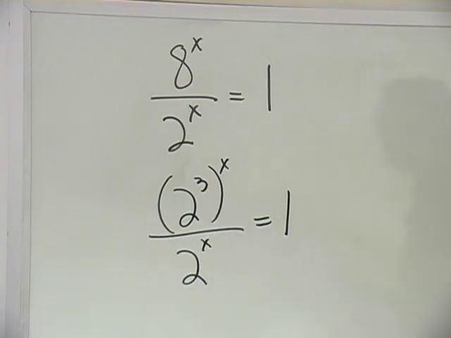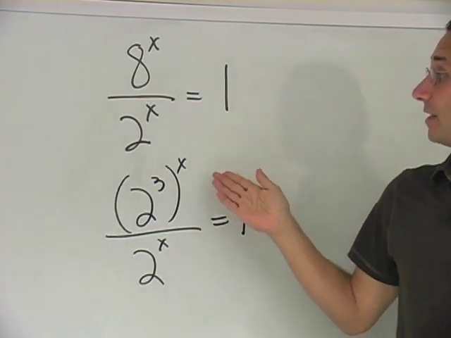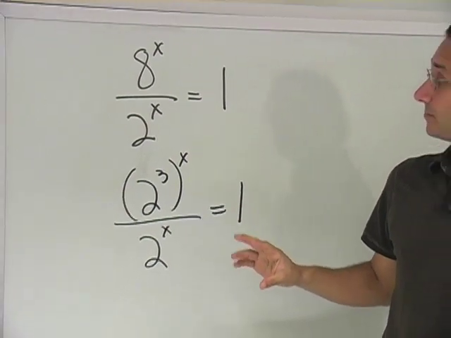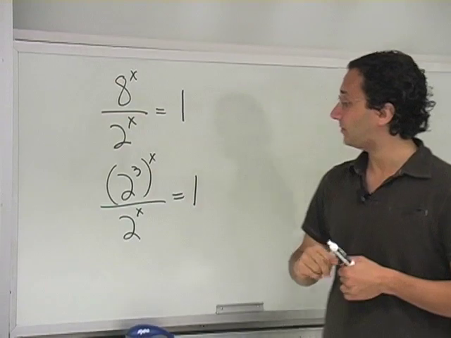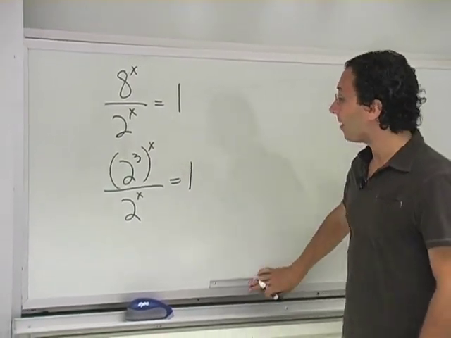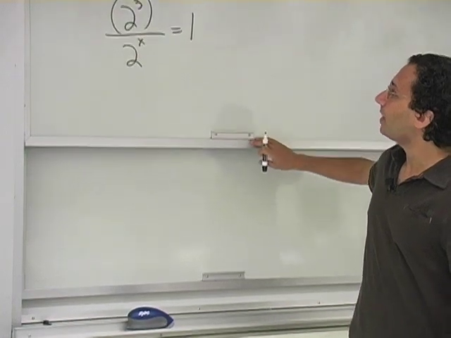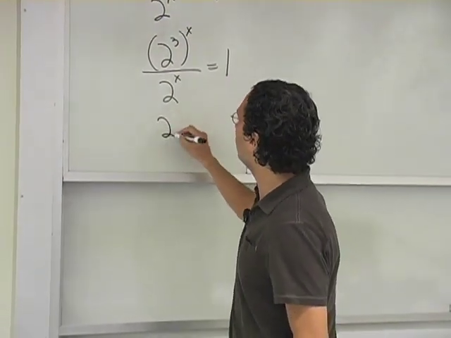Why am I doing this? Well, if you tried some of the other problems that we have on the site, you'll have noticed that with exponential problems, a good strategy is to get everything with the same base. So that's all I'm doing here, and I'm going to see where it takes me. Well, I have another property of exponents, which tells me that 2 to the 3 to the x is actually 2 to the 3x.